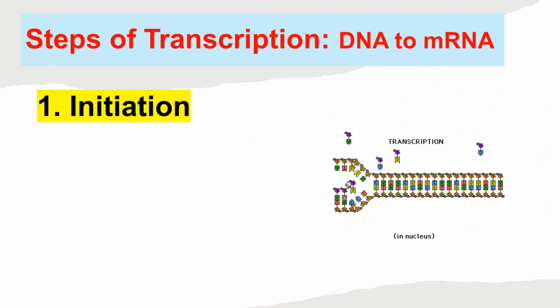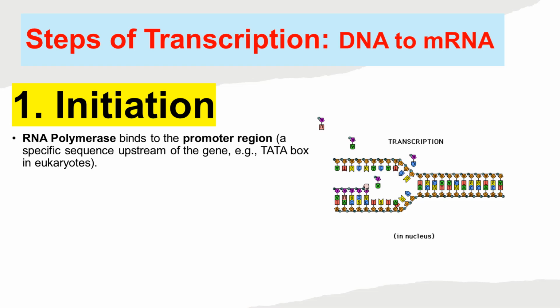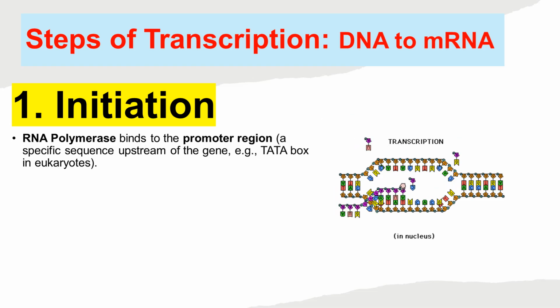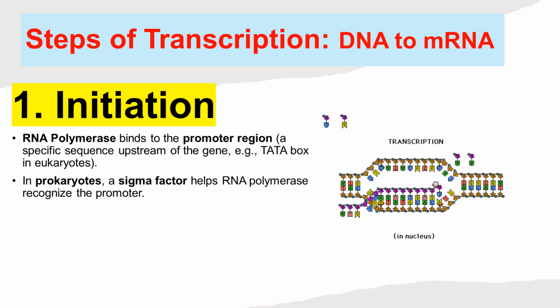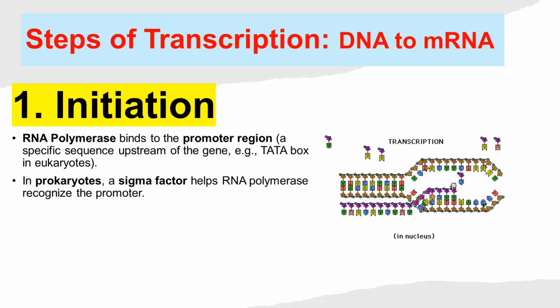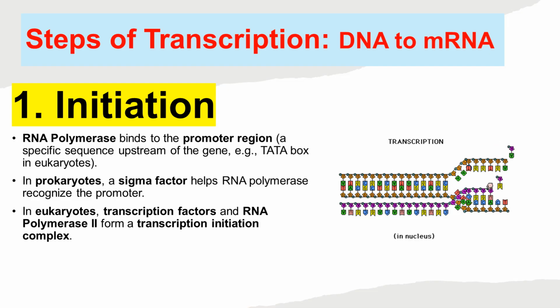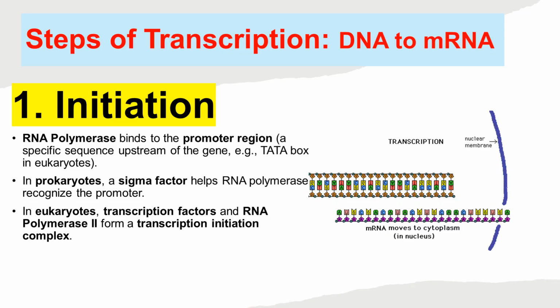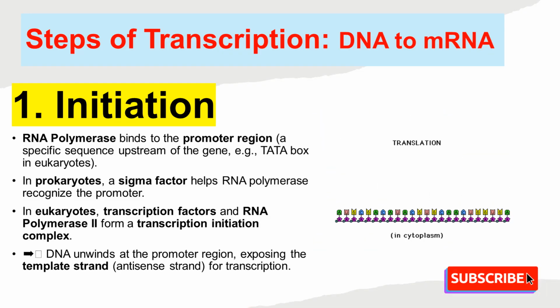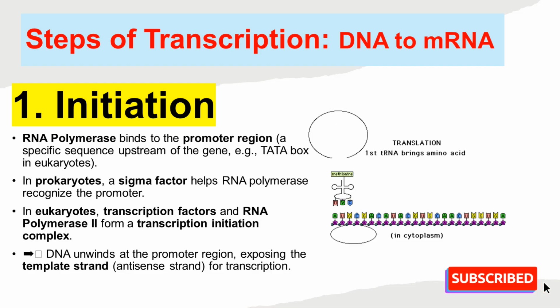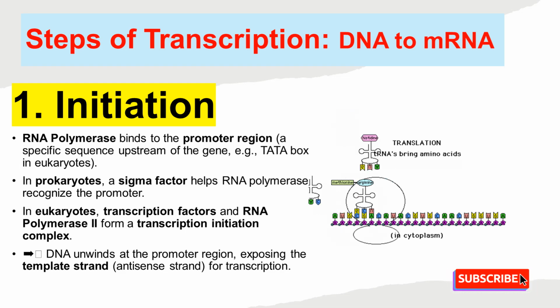1. Initiation. RNA polymerase binds to the promoter region, a specific sequence upstream of the gene, e.g., TATA box in eukaryotes. In prokaryotes, a sigma factor helps RNA polymerase recognize the promoter. In eukaryotes, transcription factors and RNA polymerase II form a transcription initiation complex. DNA unwinds at the promoter region, exposing the template strand, antisense strand, for transcription.